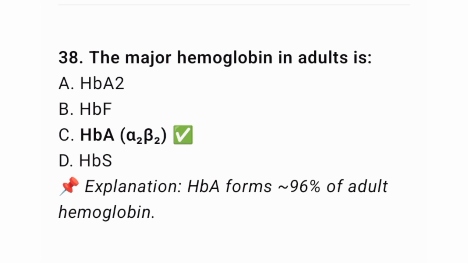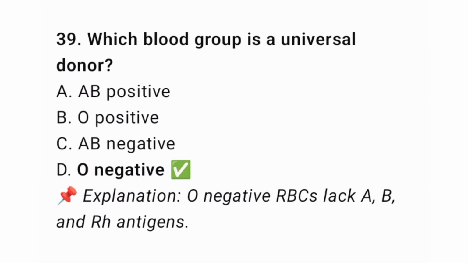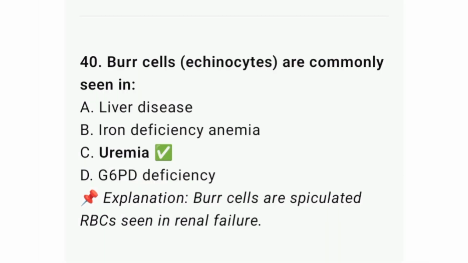Okay. Which blood group is known as universal donor? O negative. Universal donor is O negative group. Okay. Burr cells or echinocytes are commonly seen in uremia. Burr cells are commonly seen in uremia. Okay.